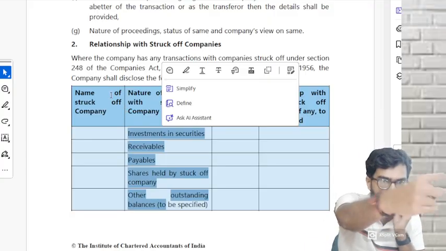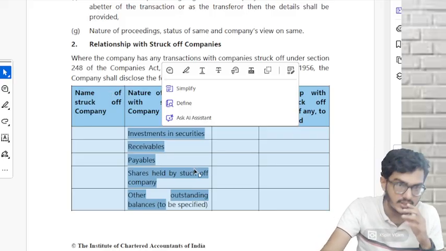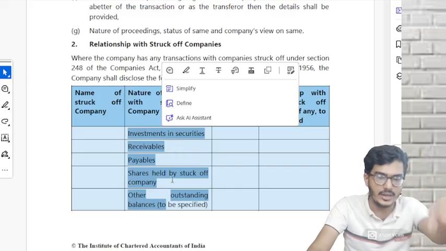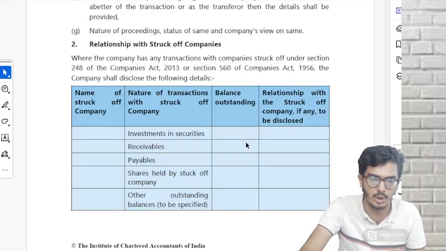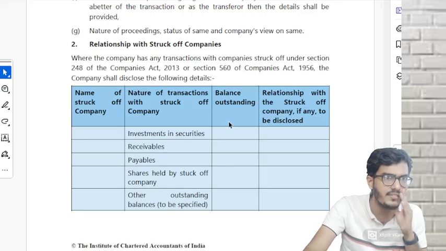Your company was there, your company got struck off, and my company had a relationship with your company throughout the year. I'll have to give this disclosure: what kind of relationship I was having with you, with the amount also. Understood? A 5 mark question will be asked. Just draw it and they'll give 5 marks.